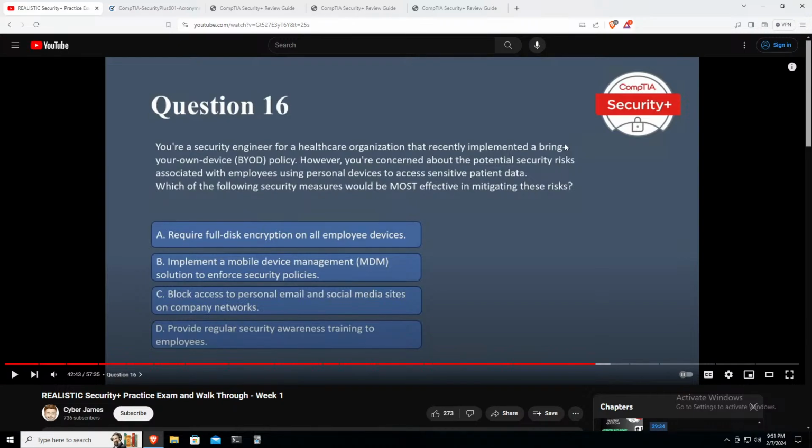Right? As most IT people would. Which of the following security measures would be most effective in mitigating these risks? Implement a mobile device management solution to enforce security policies.